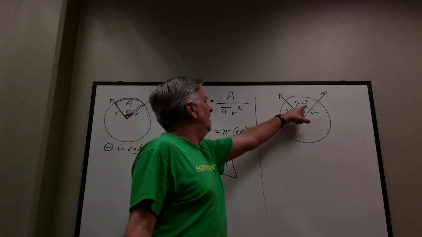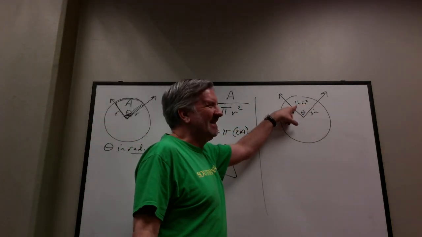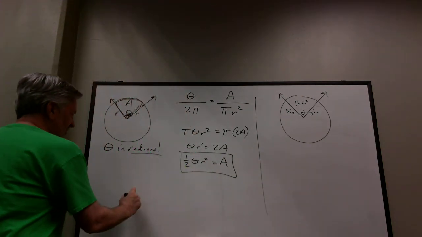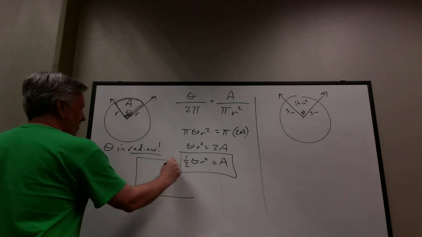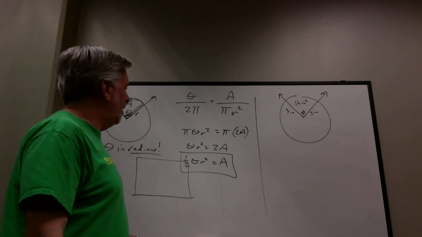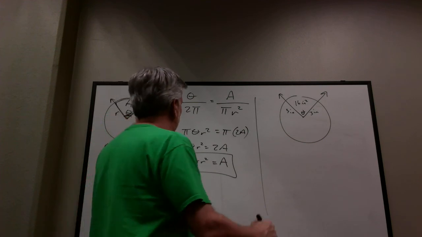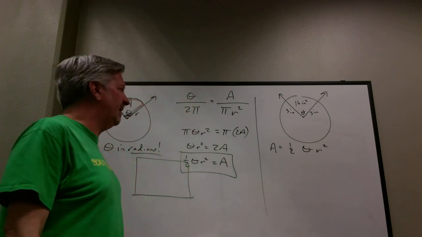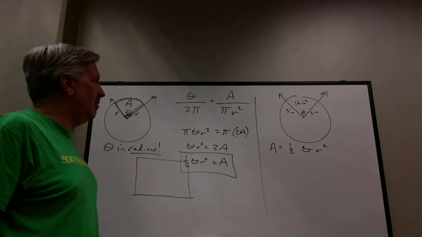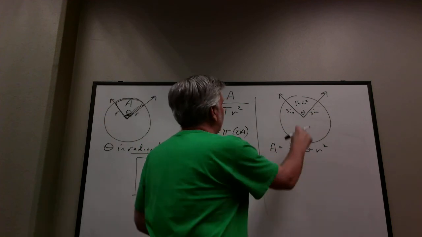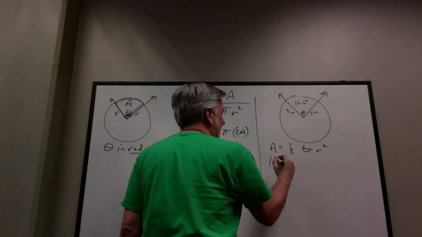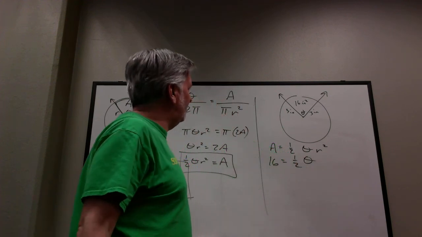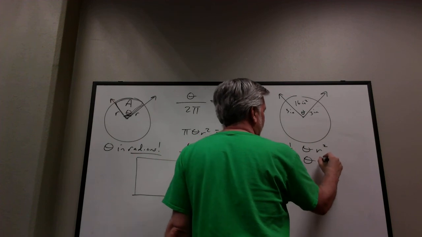Now, please, the units are square inches. Don't square the 16. The 16 is not being squared. It's the units that are being squared here. 16 inches is a length. 16 square inches is a length times a width. Well, the formula says A is 1/2 theta r squared. That's our formula for the area of a sector of a circle. Let's plug in what we know. So 16 is A. Again, don't square the 16. The area is 16. 1/2, theta I don't know. Now the radius is 3, so you have to square the 3 to get 9.